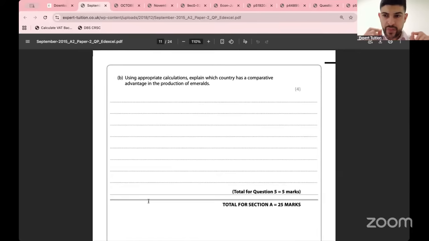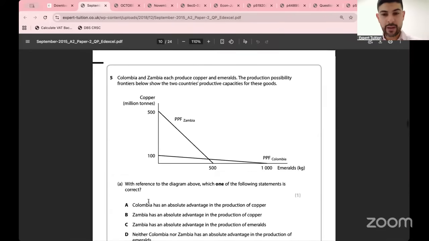My method that I showed you a second ago, it is vital that you recognize that whatever you're trying to work out the comparative advantage for is on the left-hand side of the equation. In other words, you want to know for every 1 kilogram of emeralds that are being made, how many millions of tons of copper are you giving up?